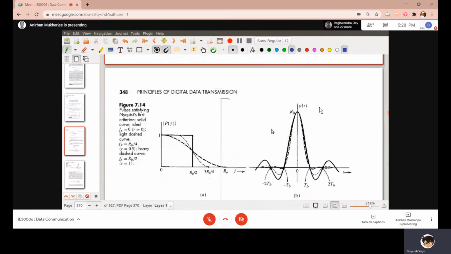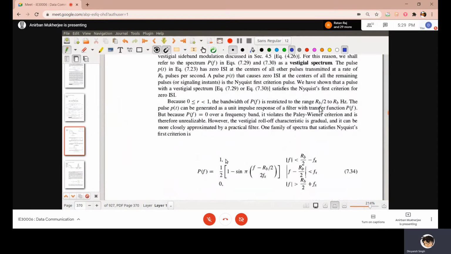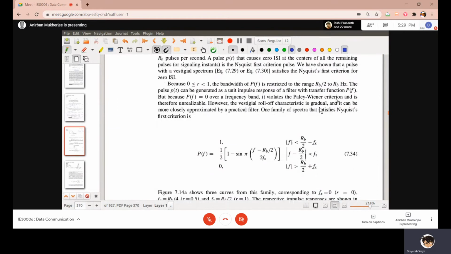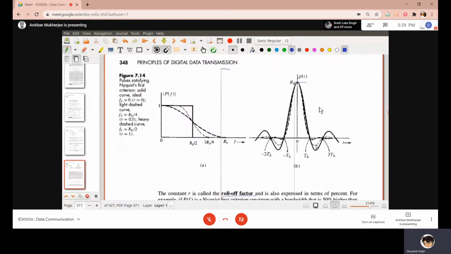With that approximation, we are defining PF equal to 1, and this is therefore unrealizable, because PF equal to 0 over a range violates the Paley-Wiener criteria. Generally we can realize it by a practical filter, one family of spectra, where I am choosing PF as 1 when mod F is less than RB by 2 minus fx.